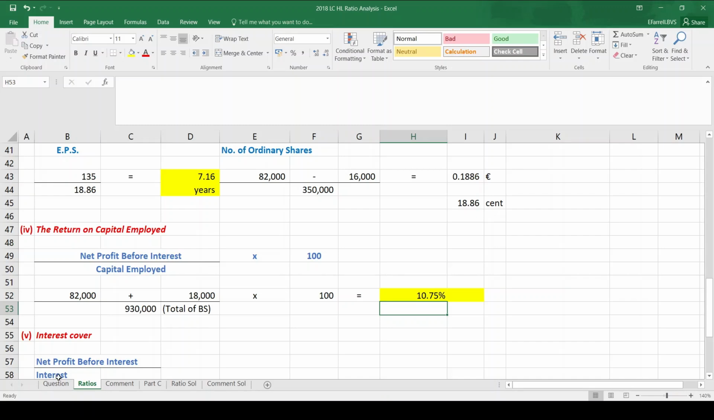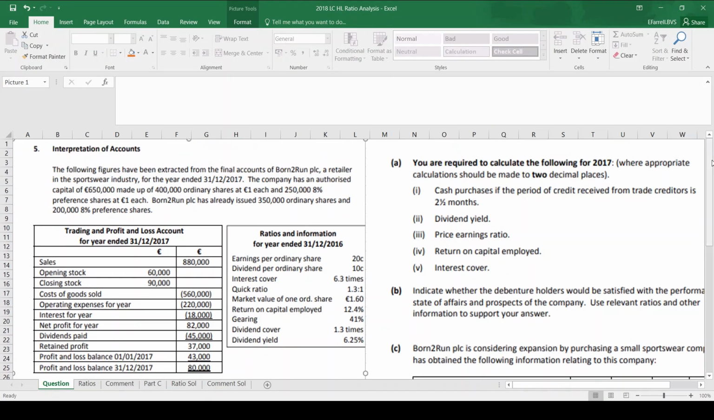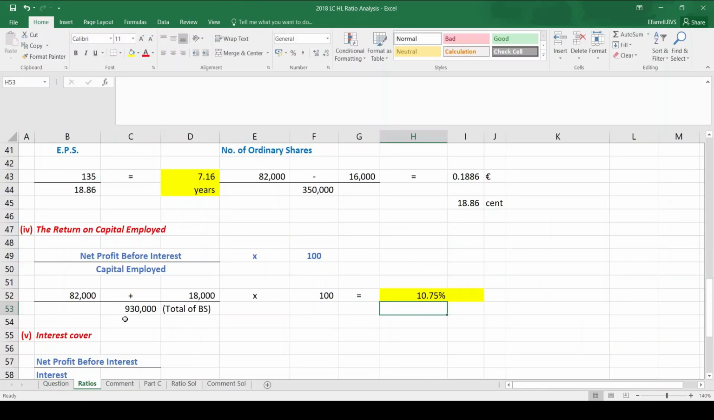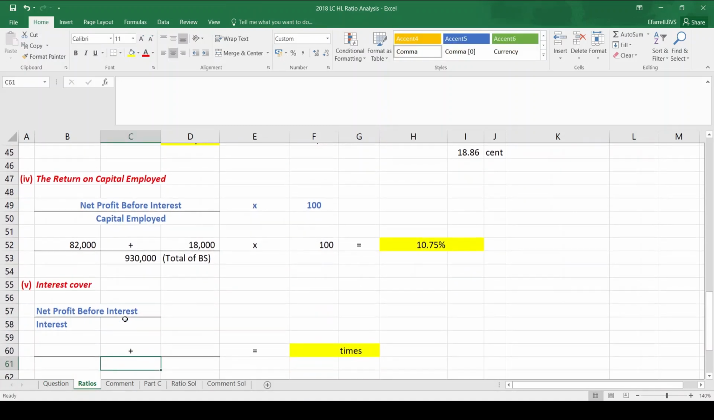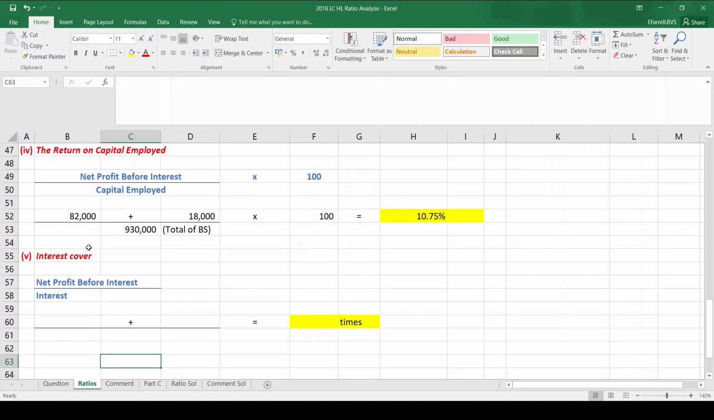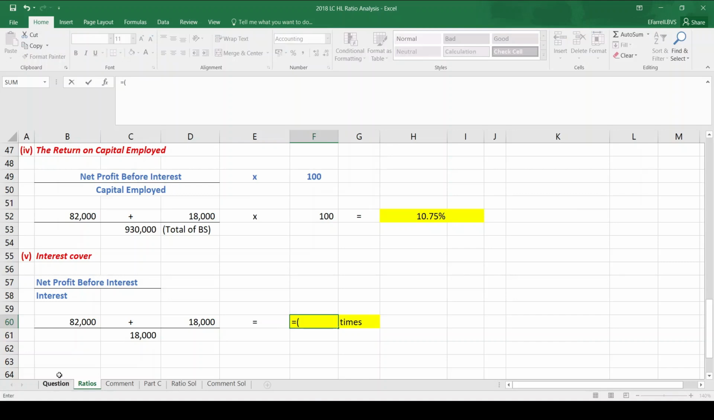And the last ratio we have to work out is interest cover, which again is an easy enough ratio. It's just net profit before interest over interest. So similar to the previous part here, the net profit after interest is 82,000. So before interest will be 82,000 plus the interest of 18, and again divide that by the interest of 18. So that's going to be 82 plus 18 divided by 18. And that works out to be 5.56 times. So now that is part A of the question complete.